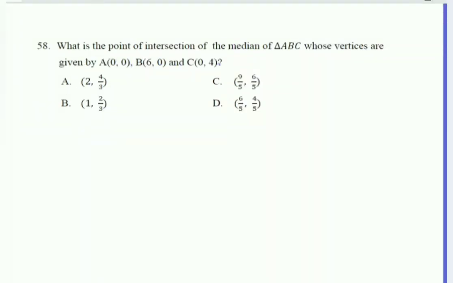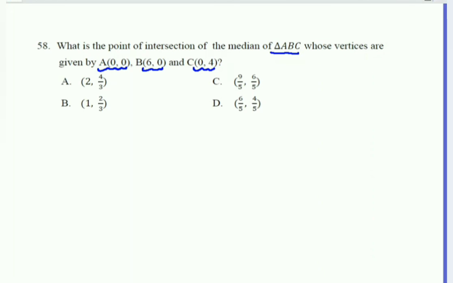What is the point of intersection of the medians of triangle ABC, whose vertices are (0, 0), (6, 0), and (0, 4)? So the vertices of triangle ABC are given, and we are asked the point of intersection of the medians of triangle ABC. Ideally, one of the vertices is at the origin, the other is on the positive y-axis, and the third one is on the positive x-axis.